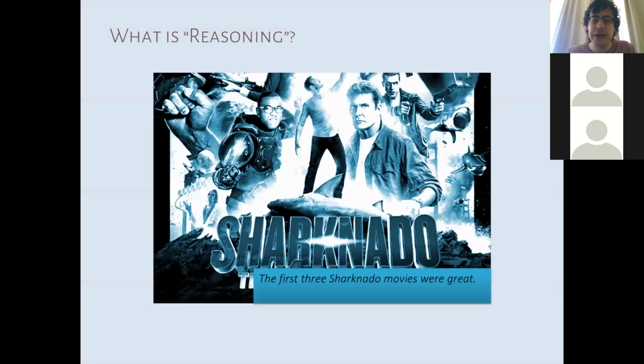If you have taken a course on machine learning, for example, data mining, deep learning, you would have seen more of another type of reasoning, which is a more uncertain type of reasoning. For example, we could say the first 3 Sharknado movies were great. So what could we infer from this? We could probably detect a pattern: Sharknado movies are great. And then we could classify this unseen 4th Sharknado movie as being great too. So it will imply Sharknado 4 will probably be great too.